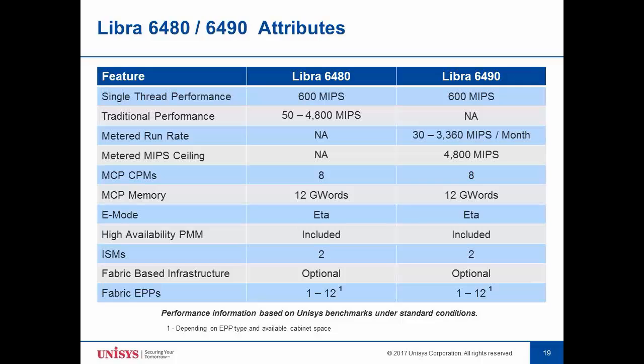These systems have the image of 8 CPMs, so they'll look like an 8 CPM system with 12 gigawords of addressable MCP memory. So I said they do run eMode ADA, and the high availability features of the PMM and the dual ISMs are part of the standard configuration. And if you choose the expanded fabric-based infrastructure, you can have up to 12 dedicated enterprise partitionable platforms, or EPPs, that are part of the overall Libra 6400 design.